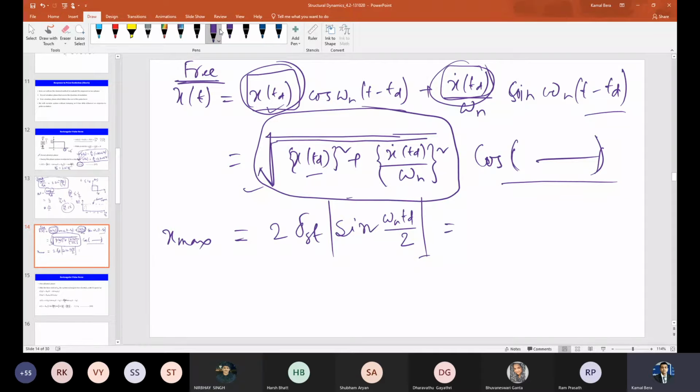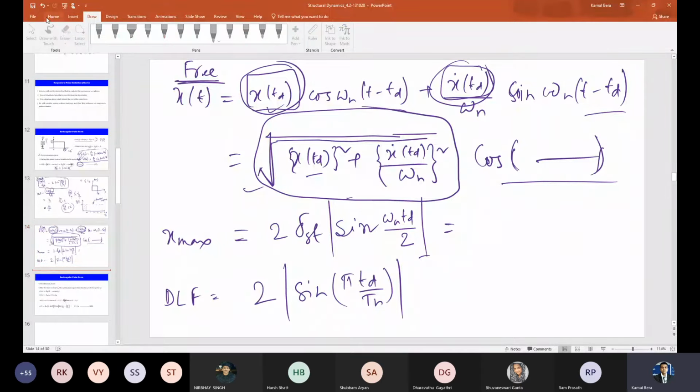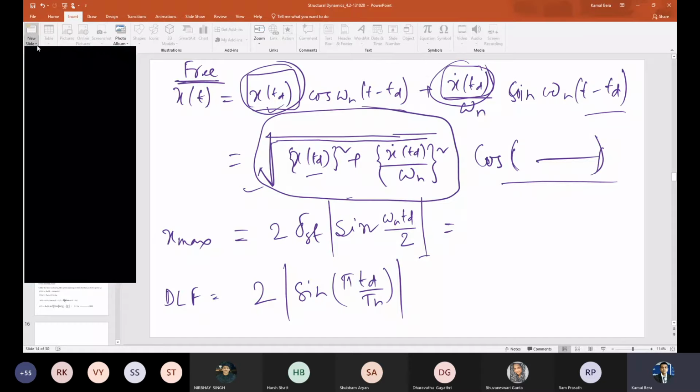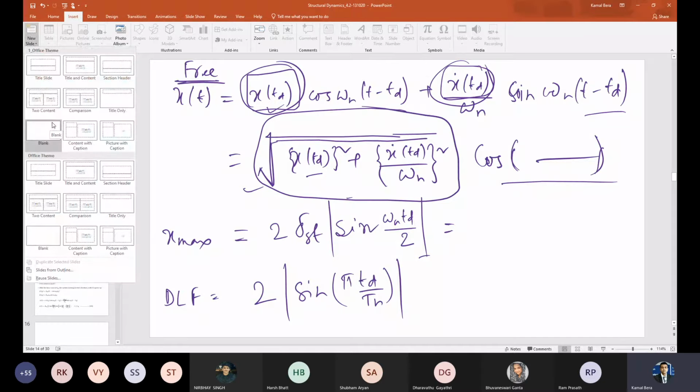So I can write this as, now DLF is X max by delta st, there is 2 mod of sine. Now I'll write in terms of Td by Tn. So omega n equal to pi by Tn, so the 2 gets canceled out. So pi Td by Tn. Now I'm going to plot this, so let me write in the next slide again the same thing. 2 sin pi Td by Tn.